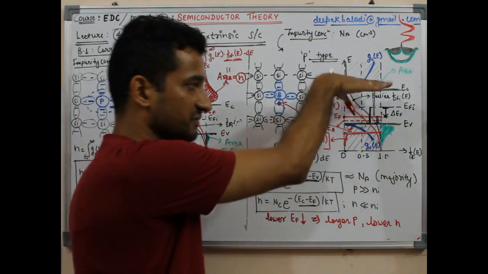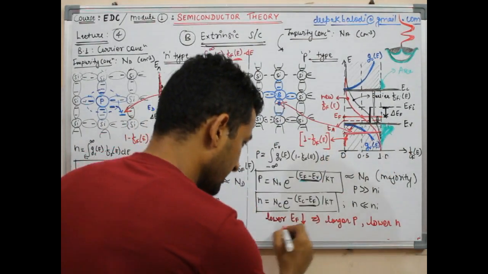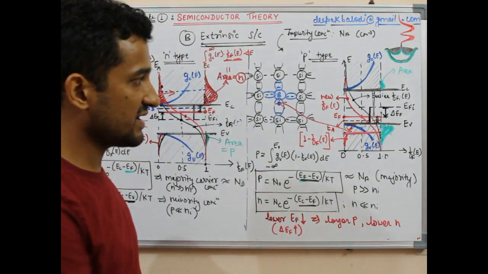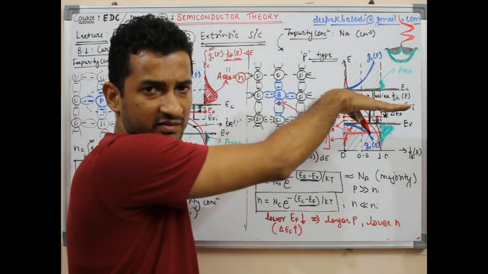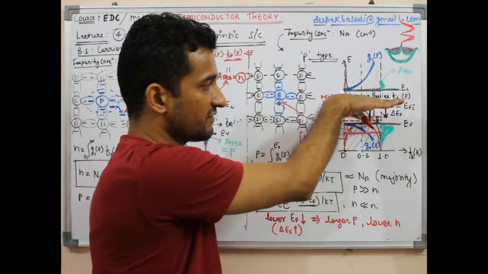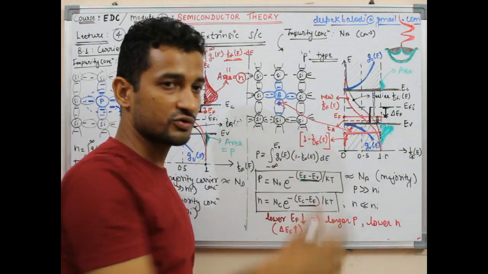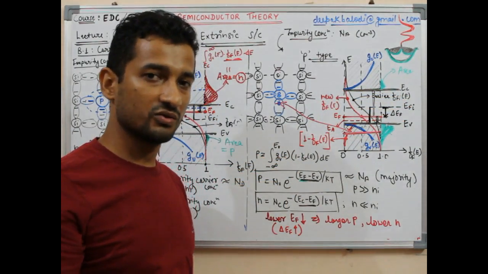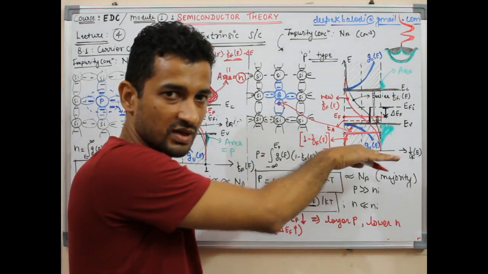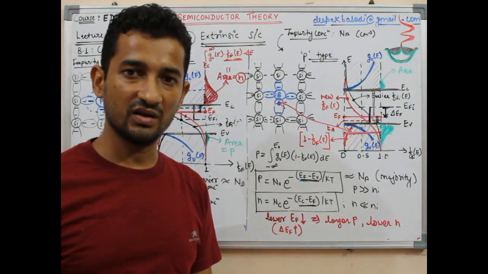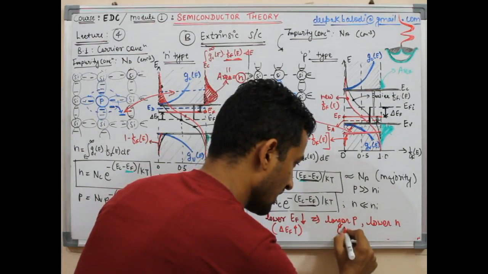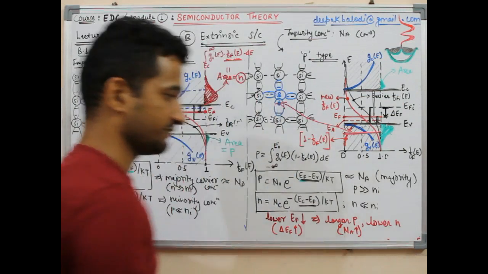So as EF moves further down, delta EF increases, because EFI remains at the same location as a reference. EFI is not valid here, it is now extrinsic, but as a reference we still indicate EFI. So the new EF is moving down because you are increasing the doping concentration. In the opposite sense, we can say if EF moves further downwards, the doping concentration has been increased. That's what we understand with this. Larger P means NA is large.